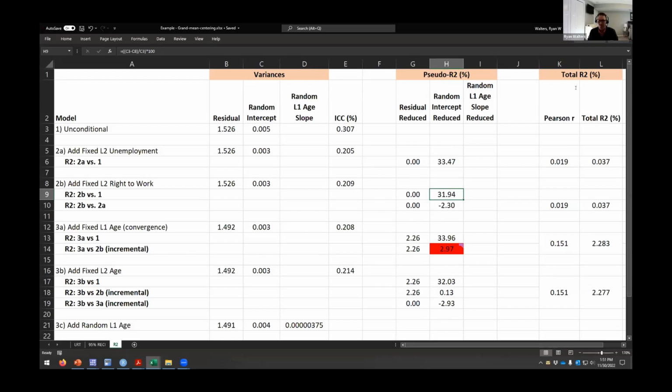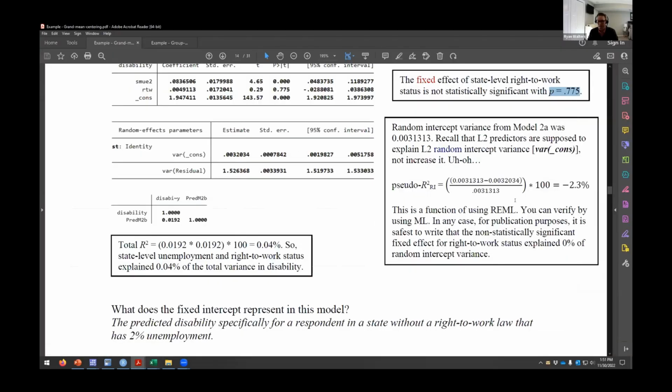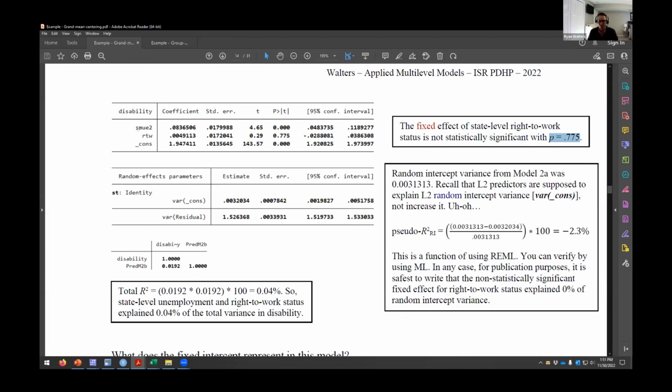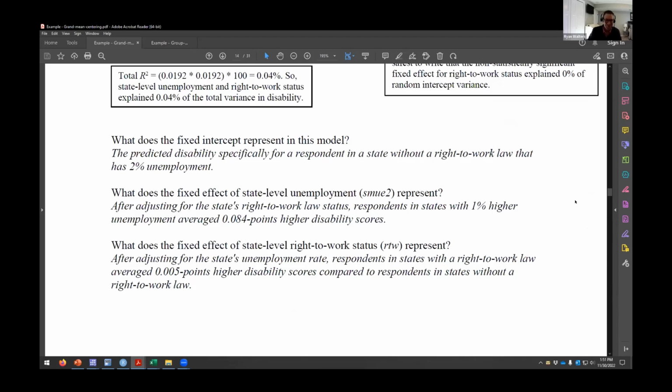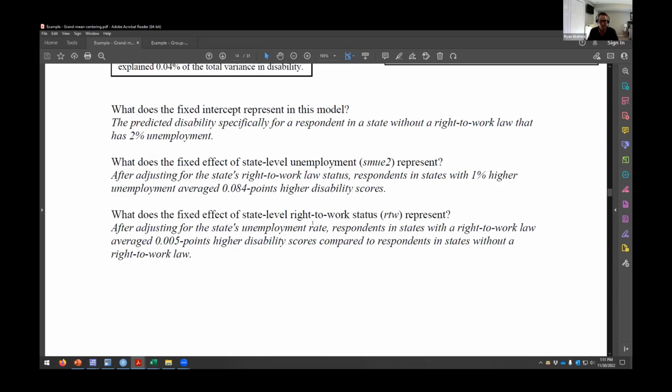Okay. The other reason that it might have increased is likely because right to work state and state mean unemployment share some correlation. So now we have unique effects after controlling for right to work state or unemployment. Once we have unique effects only, the variance again will have increased because the amount of unique variance is less. That's another excuse for a negative pseudo R-square. Again, it's easier to just say it explains 0%. Interpretations are provided.